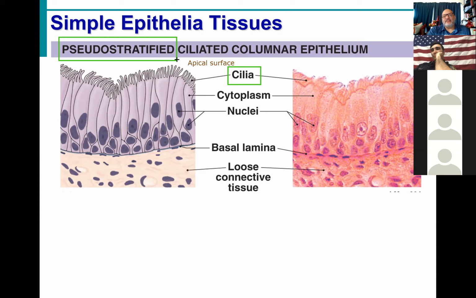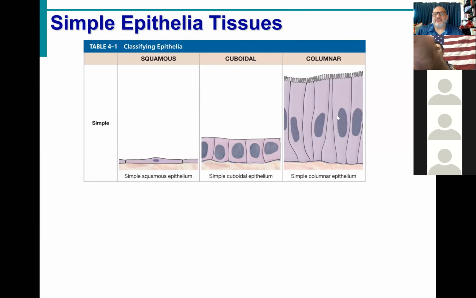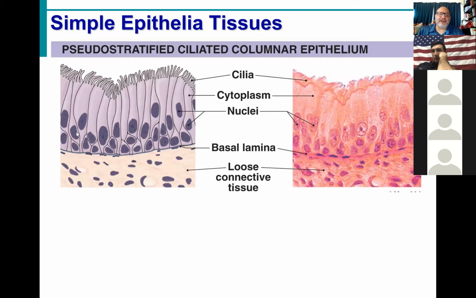What that means is as you look at it, notice, and let's go back actually, hold on, I'm going to clear the pictures and let's go back for a second. Notice with our simple columnar, all the cells are fairly uniform in shape. All of the nuclei kind of line up like ducks in a row. They're all very similar in their appearance.